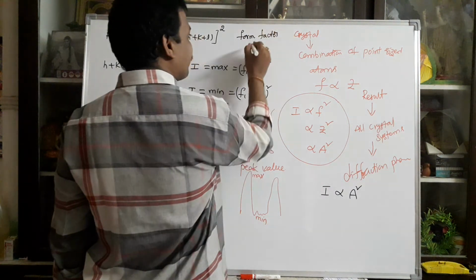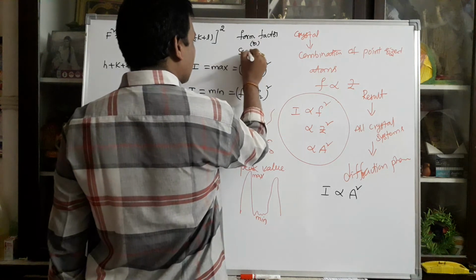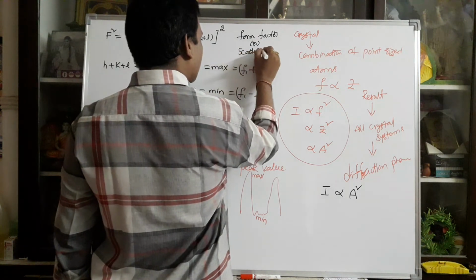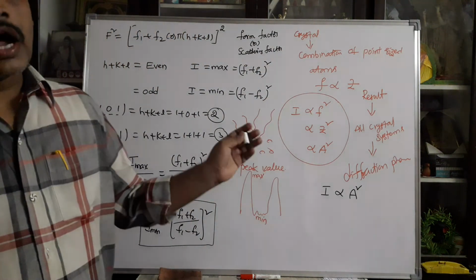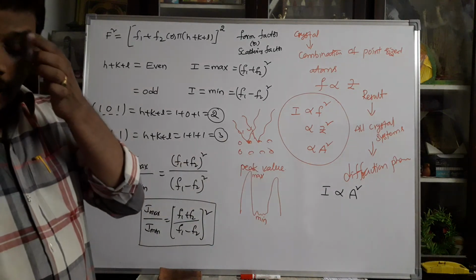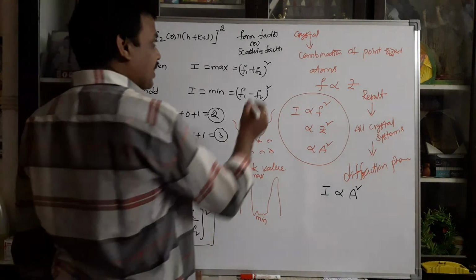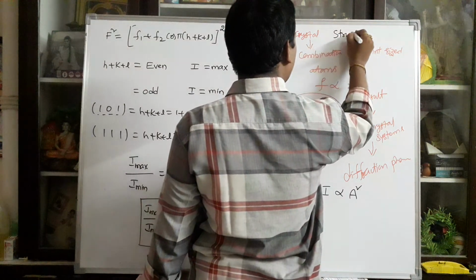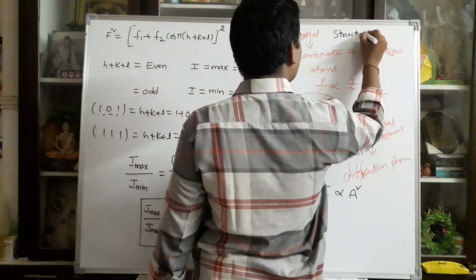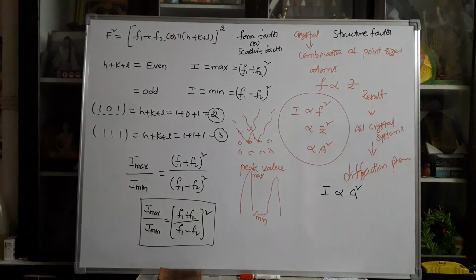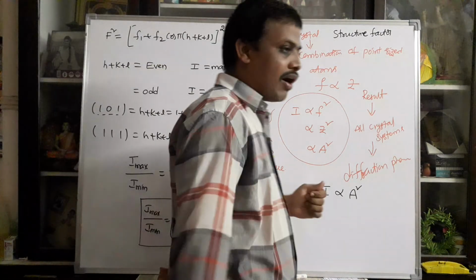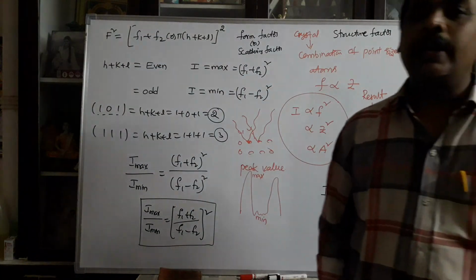Otherwise, it is called the atomic scattering factor, and this is also called the structure factor. The intensity of diffracted rays can be calculated by using the structure factor. So once you know the structure or form factor value, you can easily determine the intensity value.